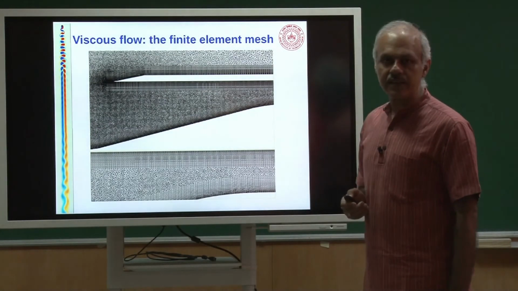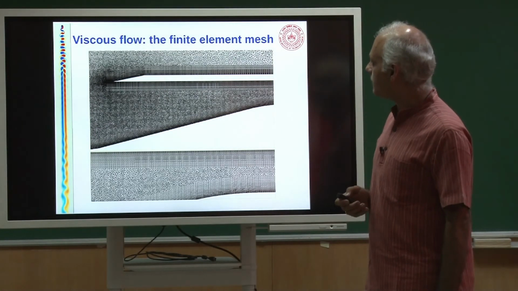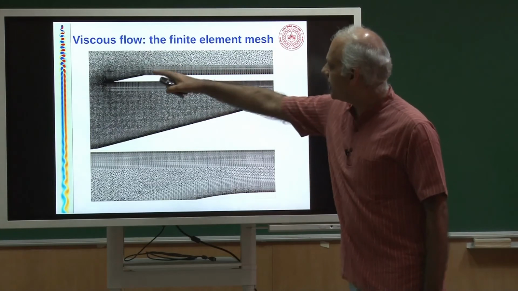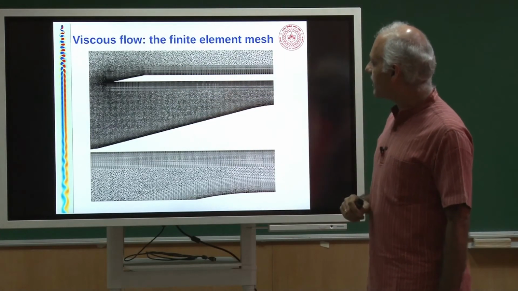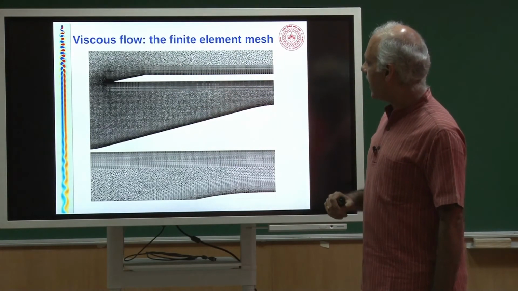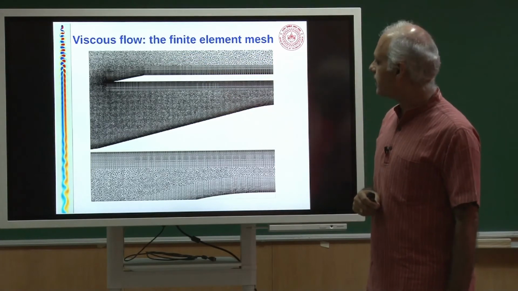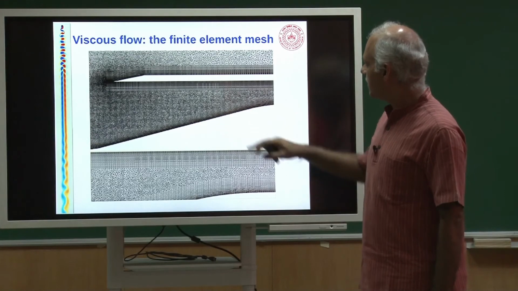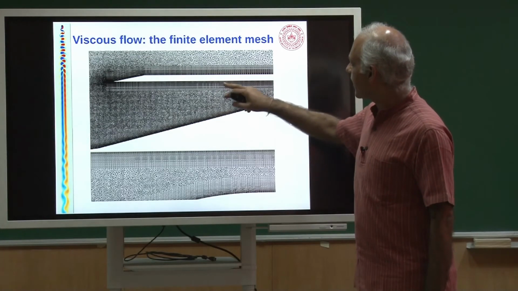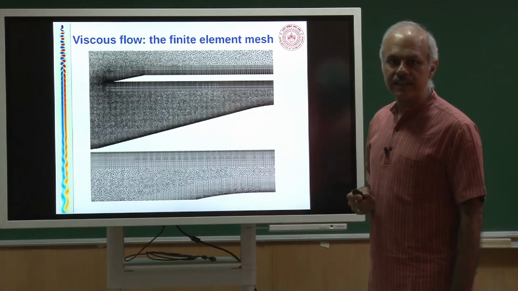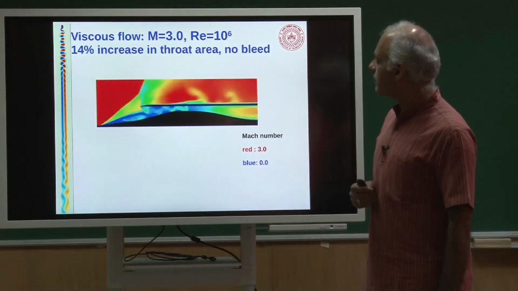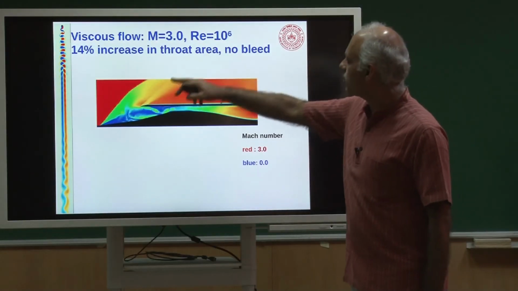This is a typical mesh, a finite element mesh. You can see it is a structured mesh near the solid body, and there is an unstructured mesh on the outside to account for all the geometrical complexities. So, the structured mesh is extremely fine to capture all the boundary layer details. So, here is what happens when you have a Mach 3 flow coming in.